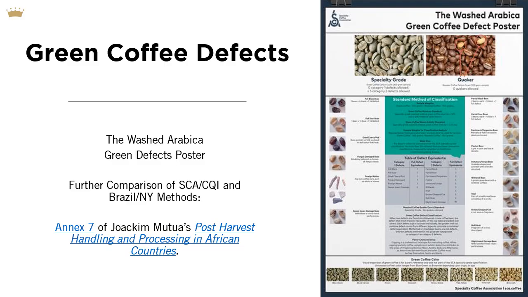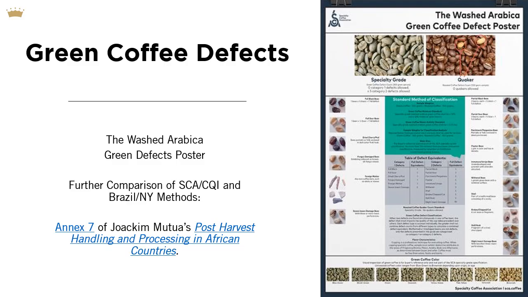The Brazil-New York method, on the other hand, differentiates between what they call intrinsic defects, such as insect damage or shells, that would be defects relating to the beans themselves, and then has an entire category for foreign defects, categorizing differences between different sized sticks and stones, for example.